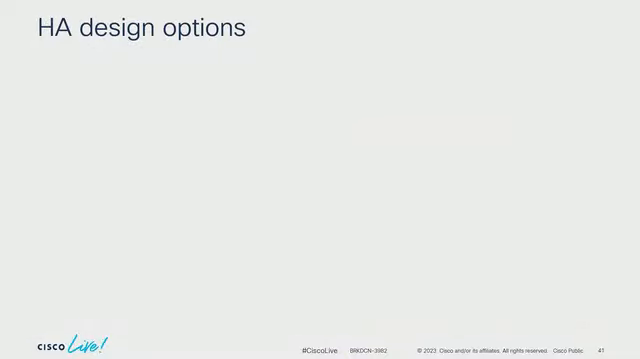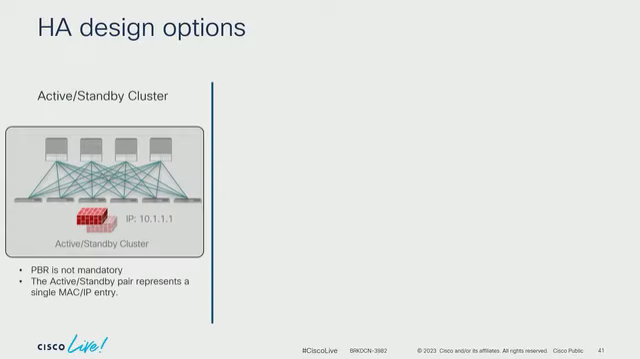HA design options, I'm going to talk about 3 options. First option is active standby cluster, or you can call it active standby HA. This might be common option. You have active device and standby device, and then they have shared IP. Active device takes care of the IP and the MAC of the shared IP 10.1.1.1 in this example. And then when standby switches over and is elevated to the active role, then standby device is going to send ARP or GARP to get the ownership of IP and the MAC.